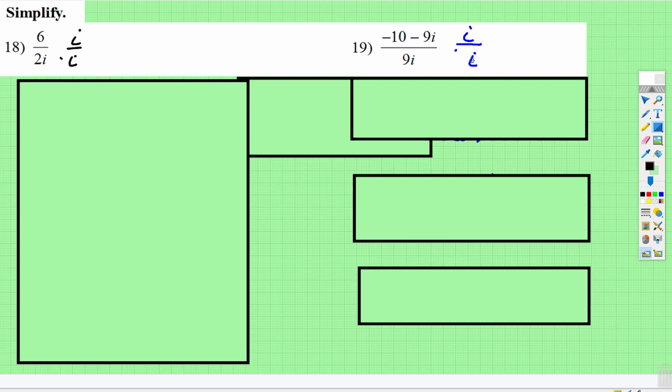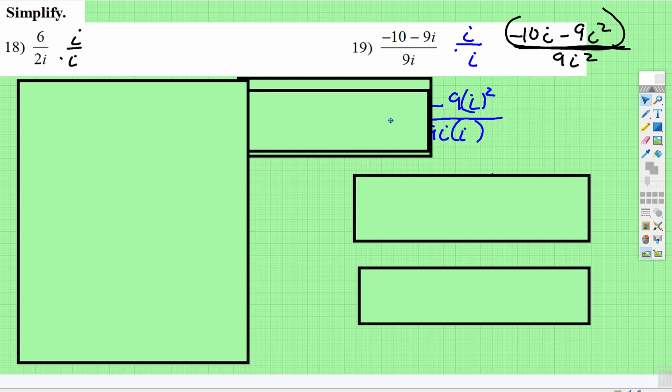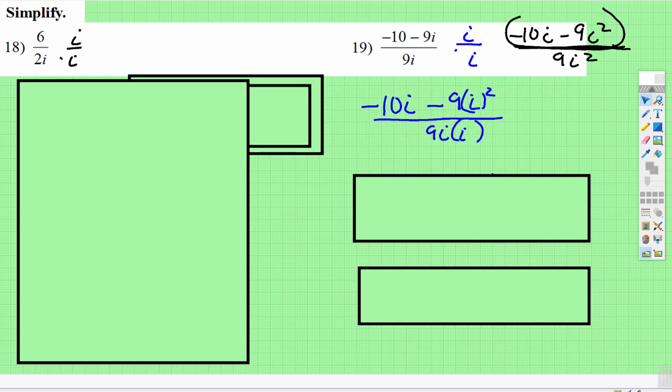So we're going to do the same thing here, multiply top and bottom by i, and then we have -10i subtract 9 times i squared over 9 times i squared. Do not make one of the most common errors, meaning that you're just going to cancel out the 9i squares, because this is part of an expression. So we can simplify further, because i squared is -1. -9 times -1 is 9. So I'm going to put 9 without the i in front, and then that says -10i.